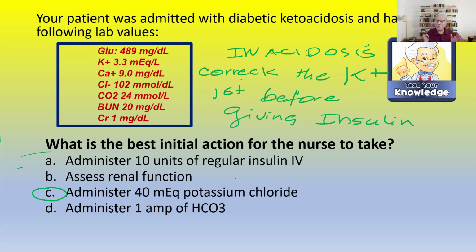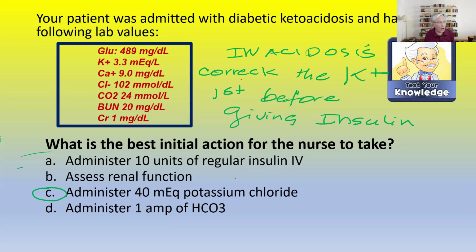Okay, so remember that that's the principle. You want to correct the potassium abnormality first before you go with the insulin. It's a very common question in NCLEX, and it is something that you would have to remember. So that's why I wrote here in acidosis, correct the potassium first before giving insulin. Because if you administer insulin, it would lower the potassium further and therefore would cause arrhythmias.